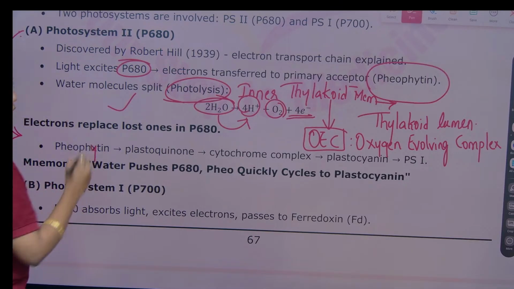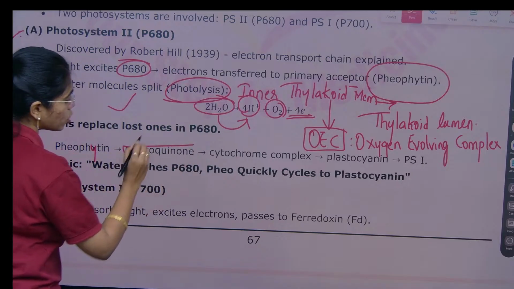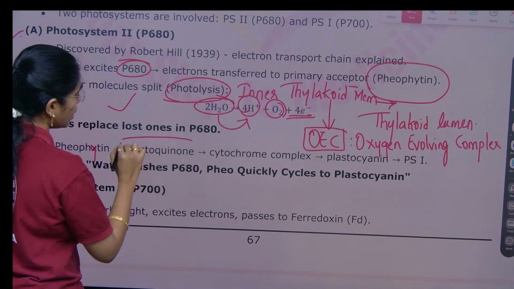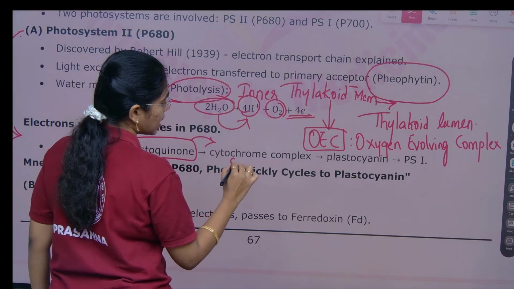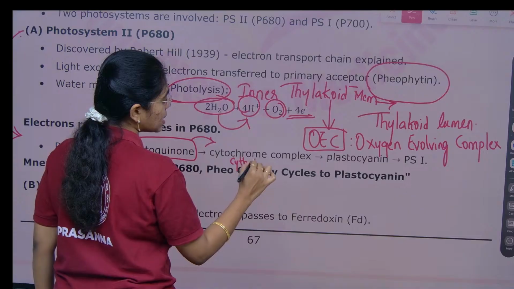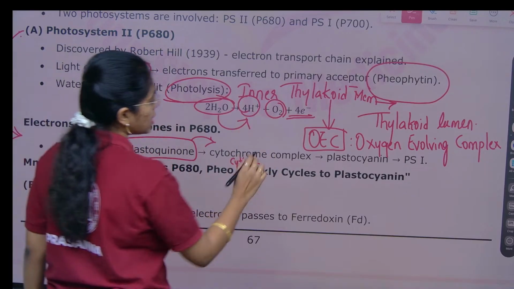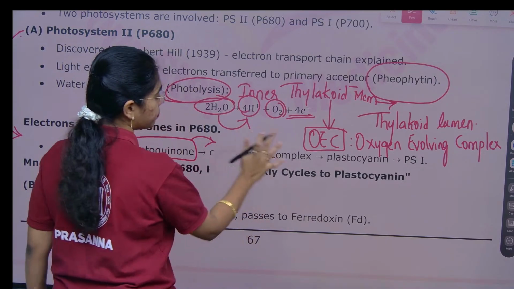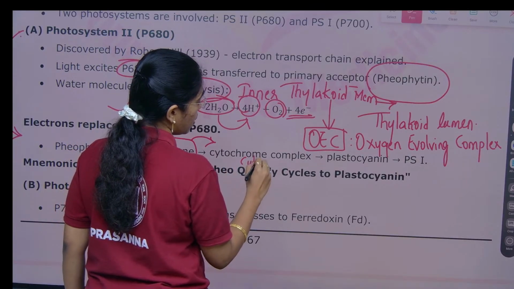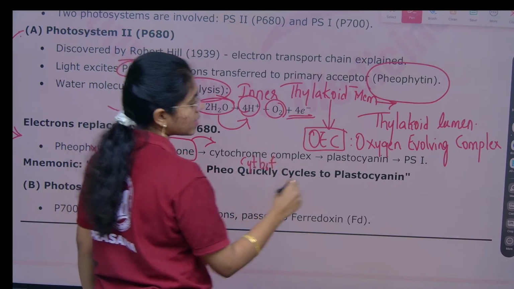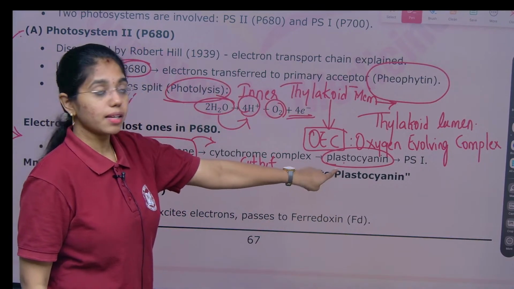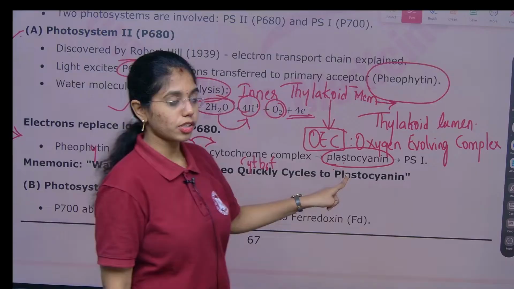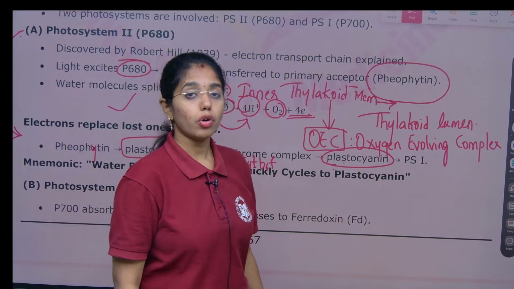First is pheophytin and then plastoquinone, followed by cytochrome complex, that is cytochrome B6F complex, and then plastocyanin. What is the last electron acceptor of photosystem 2? That is plastocyanin. Then it is sent to photosystem 1.